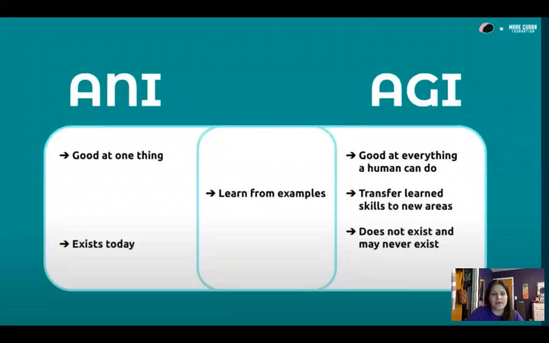Okay, and then we have ANI versus AGI. ANI does exist today. We have lots of examples of narrow intelligence today, but AGI does not currently exist, and it might never exist. That requires some extremely advanced programming and some extremely advanced abilities, and honestly, I'm a little bit glad that it doesn't exist. It's a little scary when you think about it. Maybe it will never fully exist, that level of AGI, of being able to do everything that humans can do.